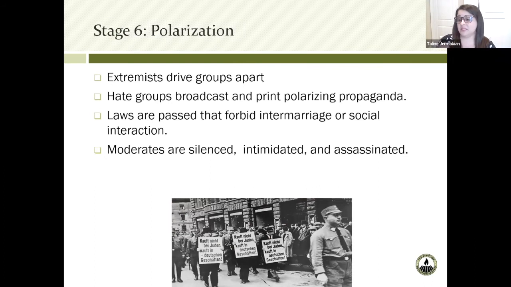Polarization is when things start heating up in these communities, in these countries, where there's extreme division between the people that are the attackers and those that are being attacked. Laws are passed to forbid intermarriage and social interaction. The Jews during the Holocaust were moved into the ghettos. This is before they were then moved from the ghettos to the concentration camps.